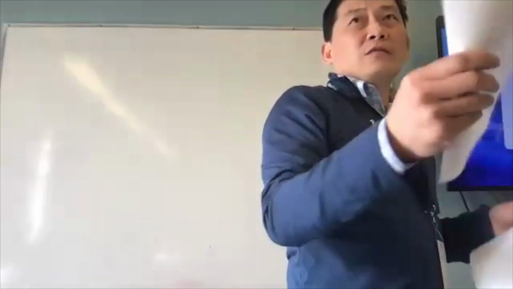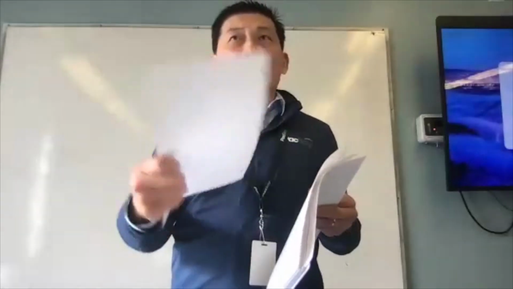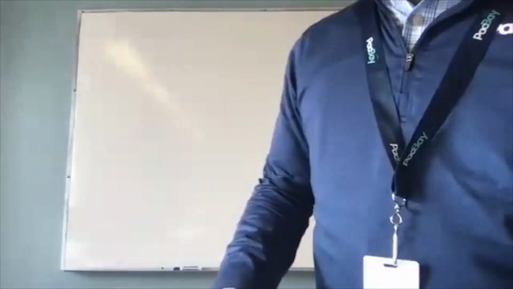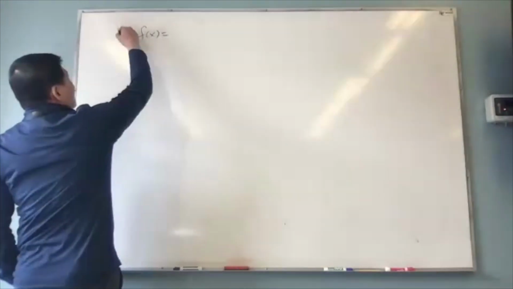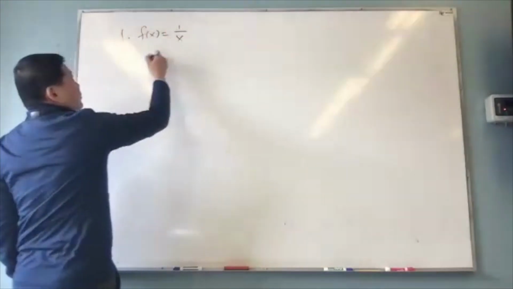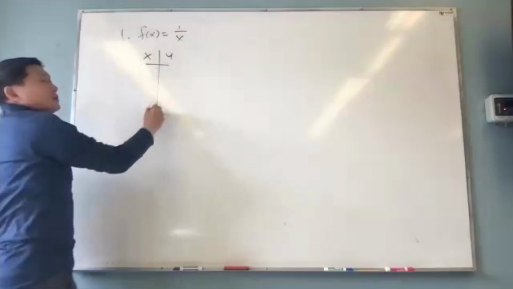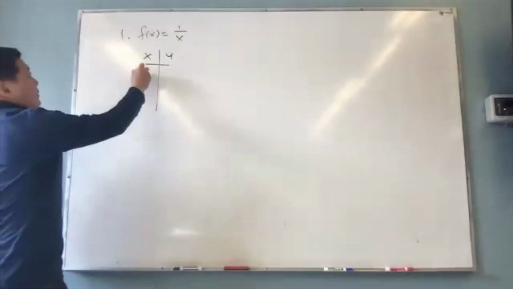Okay, so I'm going to give you the first page first. Once we go through 5 problems, I'll give you the second page. Quickly go over number 1 to get you started. Number 1 says this, right? You have f of x is equal to 1 over x, and we have an x and y table. And then I have -3 here.